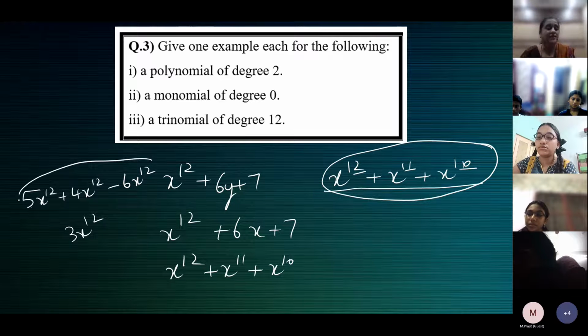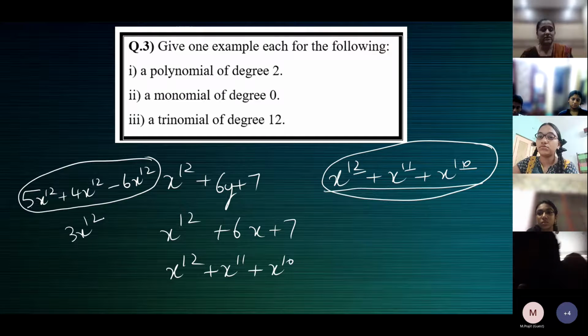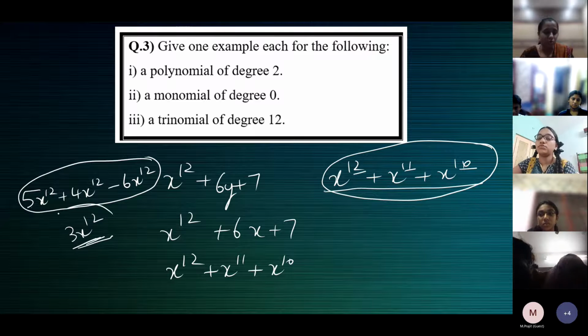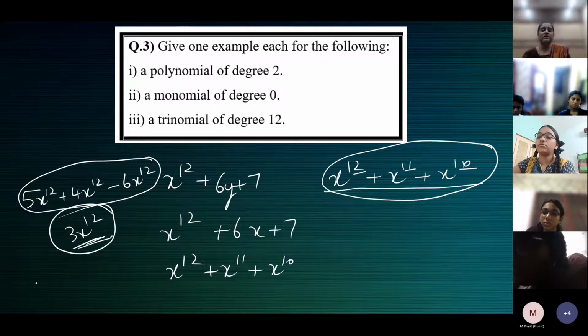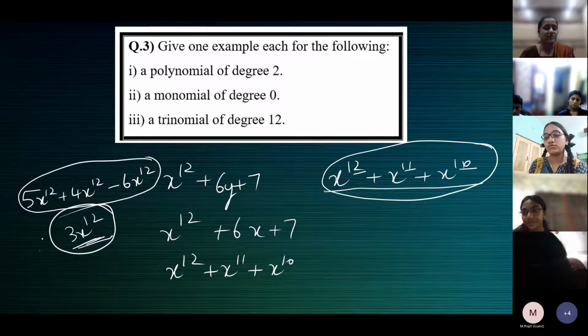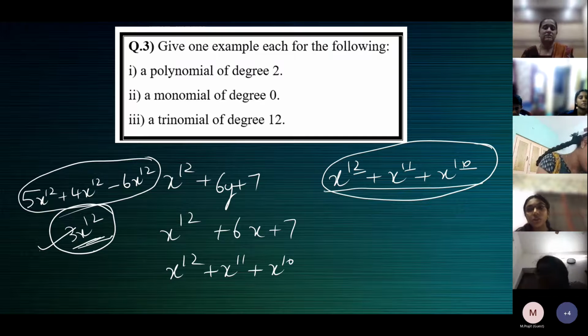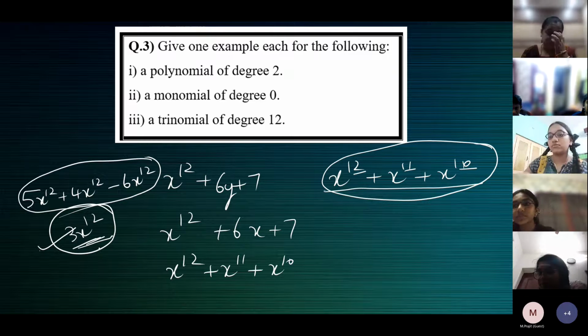This one looks like a trinomial of degree 12. Looks like that. But you can simplify. On simplification, this is the result. So what do you conclude? This is a monomial because there is only one term. It's a monomial of degree 12. Degree 12, but there are 2 conditions. Not one condition. There are 2 conditions. It should be a trinomial and the degree should be 12. But this example satisfies only one condition: degree 12, but does not satisfy the other condition that it should be a trinomial. Only one condition is satisfied.